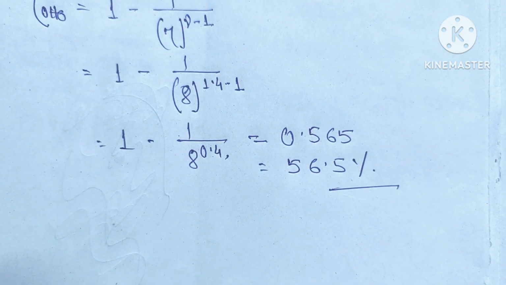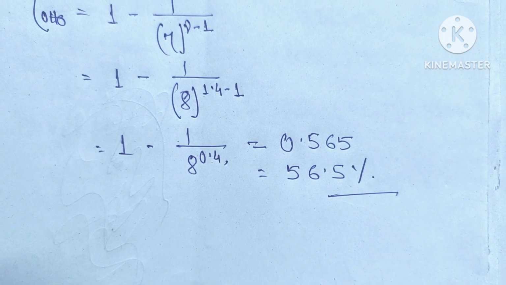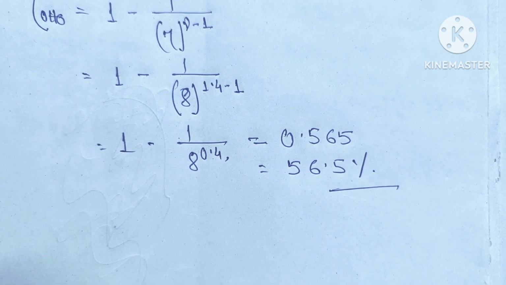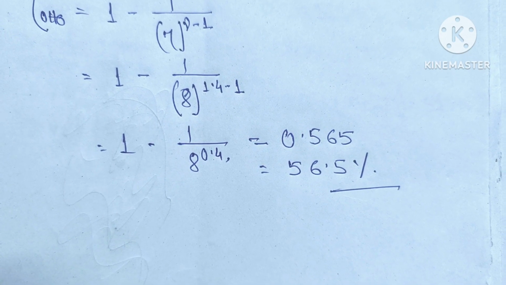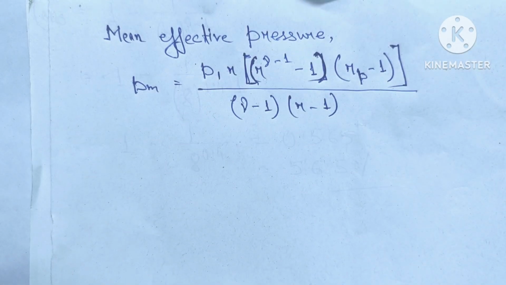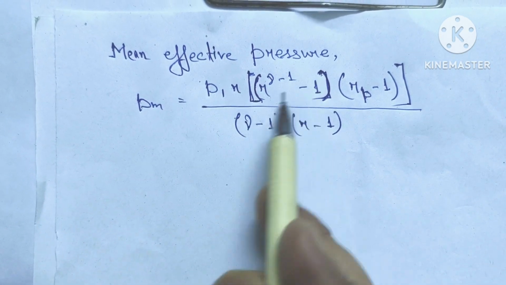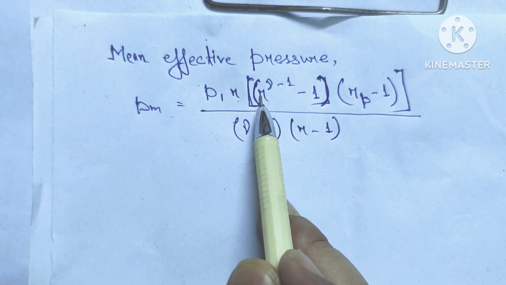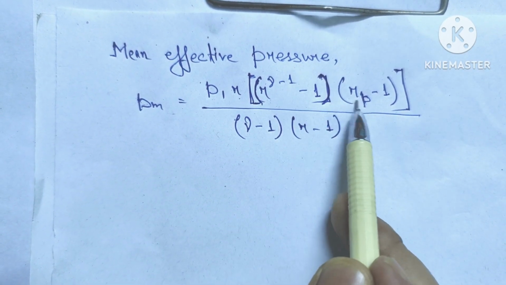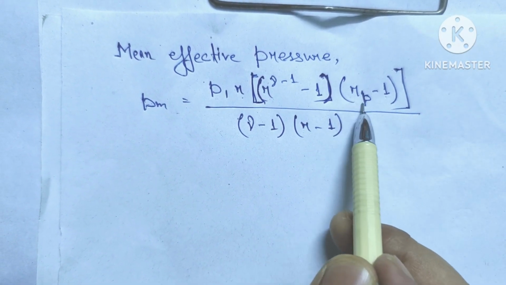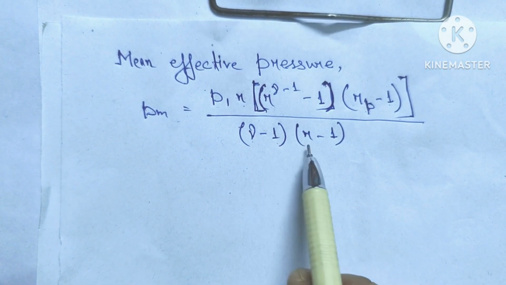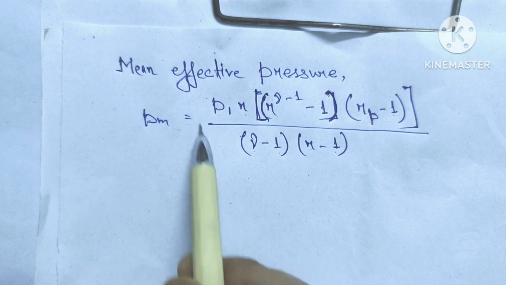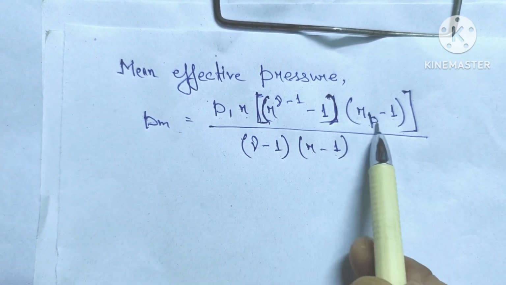So this is the end of the problem, but sometimes in this kind of problem there is a question to find out the mean effective pressure of the cycle. So let me show you how to calculate the mean effective pressure. The formula for the mean effective pressure, that is PM, equals P1 into R to the power gamma minus 1 into Rp minus 1, where Rp is the pressure ratio, over gamma minus 1 into R minus 1. So all the terms here are given to us except this Rp.